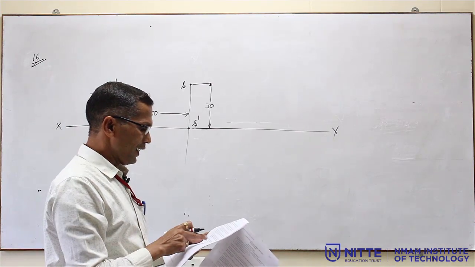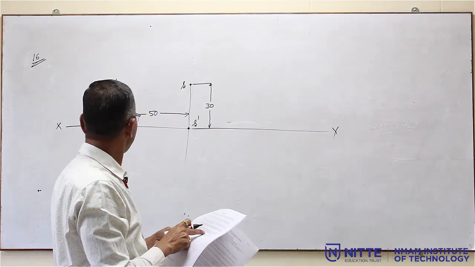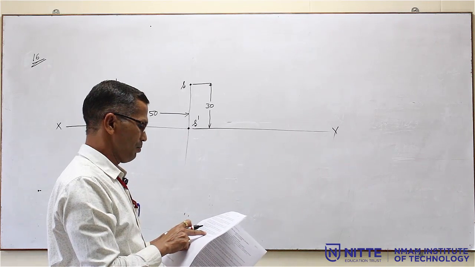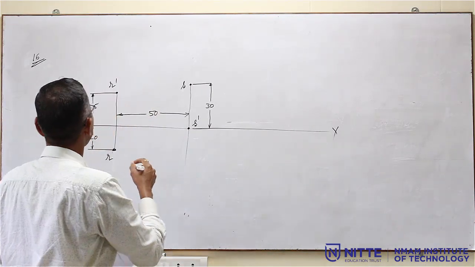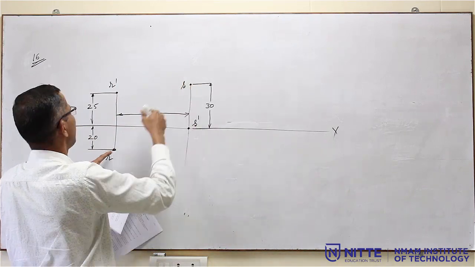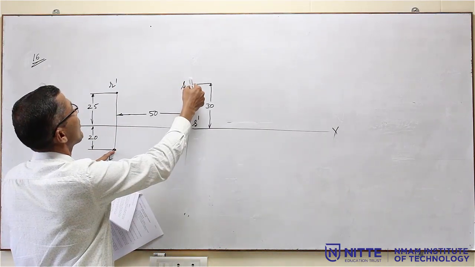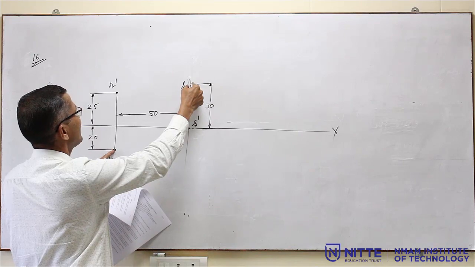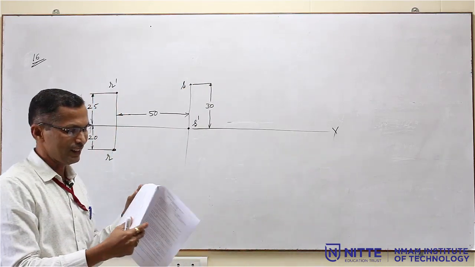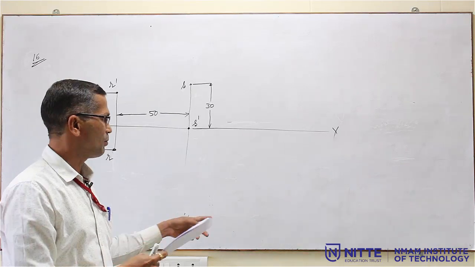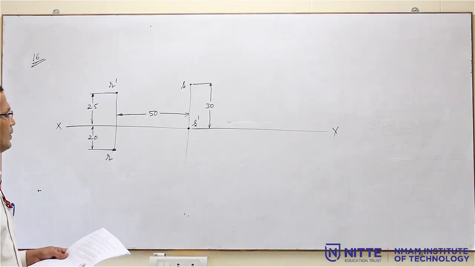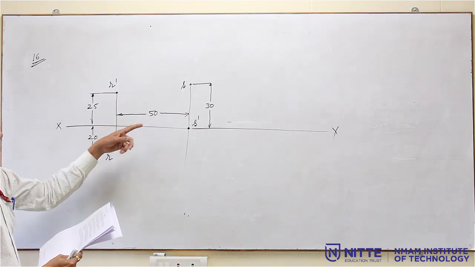Then they asked you to find the distance between the top views of R and S. So, this is the top view of R, this is the top view of S. You measure this distance and give the answer. So, the distance between the top views of R and S is so many millimeters. So, this is the solution.